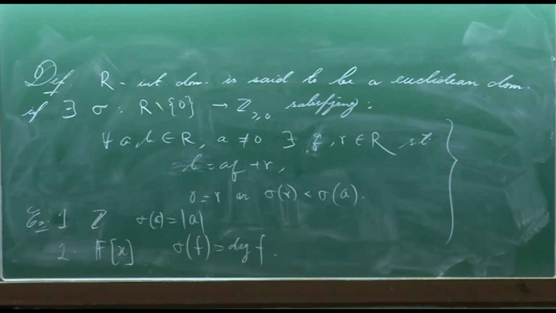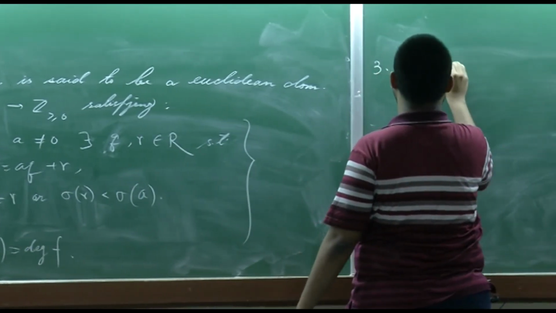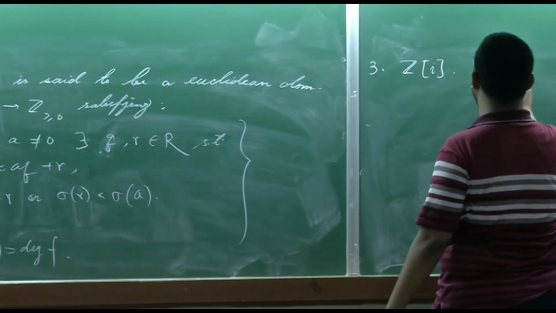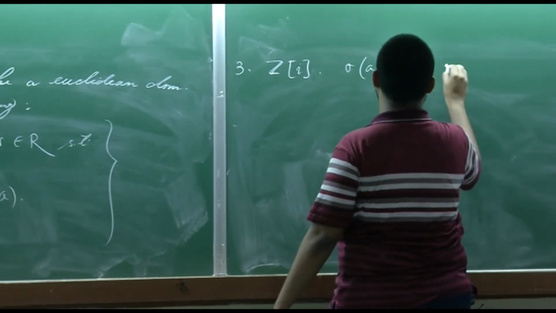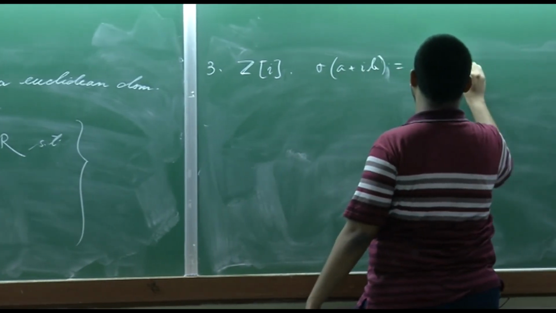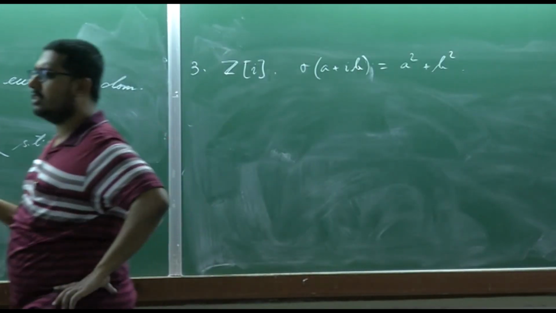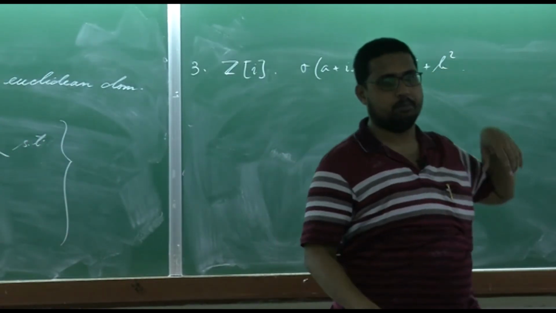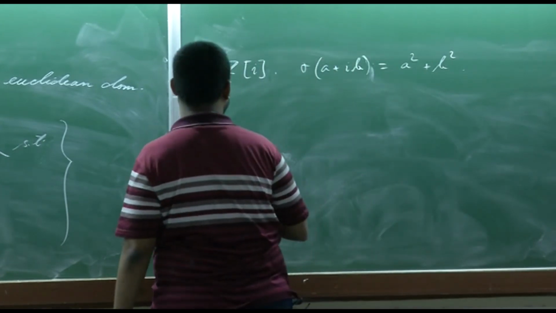So, the next example that we should consider is Z[i], and what is the sigma here? Sigma of a plus ib is a squared plus b squared. Let me work out why this is. This is nothing but the square of the norm of the complex number. So, why is this a Euclidean domain? Let me work it out.